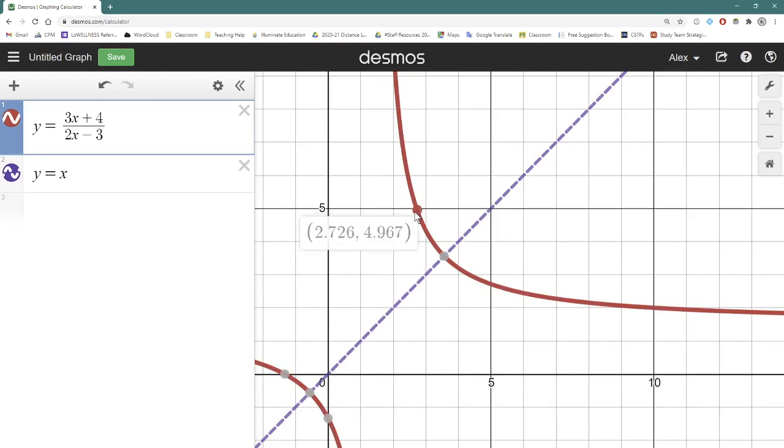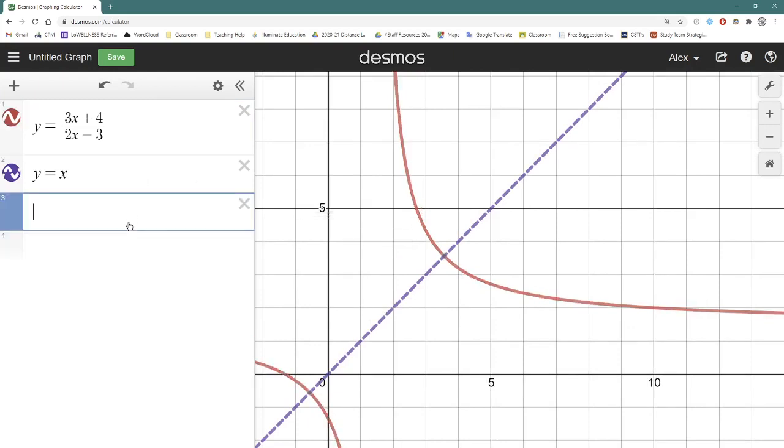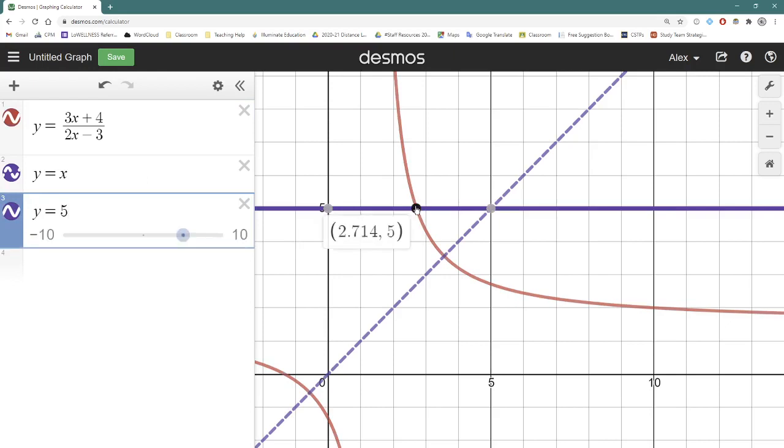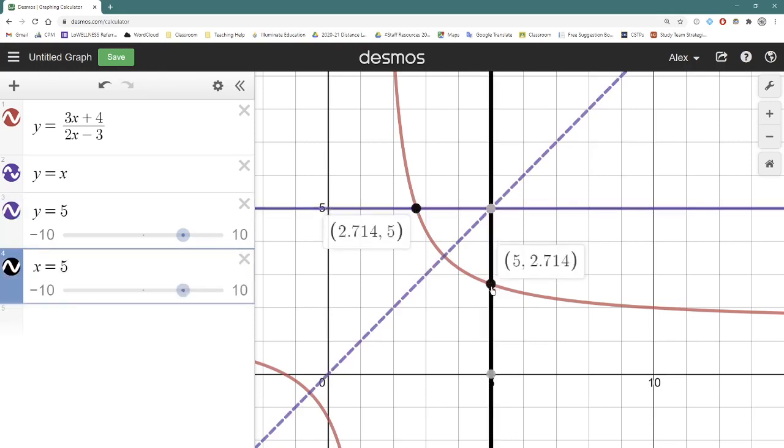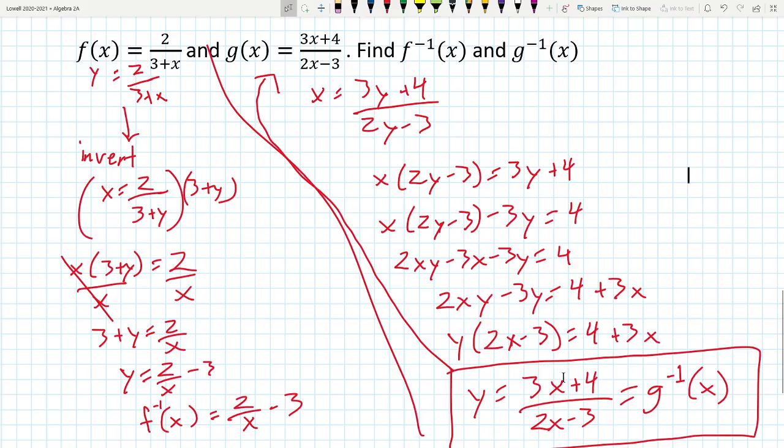We can just double check a line over here. When y equals 5, we can see where it crosses right here, at 2.714. And the line x equals 5, which would happen right here, is at 5, 2.714. And so indeed, anywhere on this graph, if you have some point x, y, the corresponding reverse coordinates of that point are also on the graph, of a function that is its own inverse, which definitely can happen.